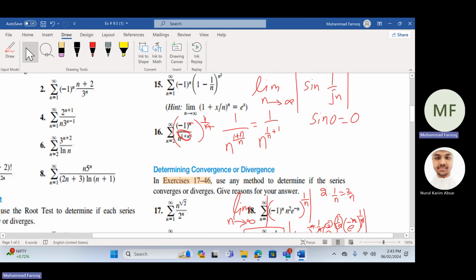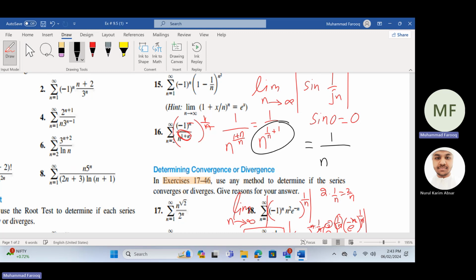So this 1 over n, 1 by n plus 1, you can split, yes. Please look at it: 1 divided by, how do you write it in two parts? n power 1 over n, times n power 1.